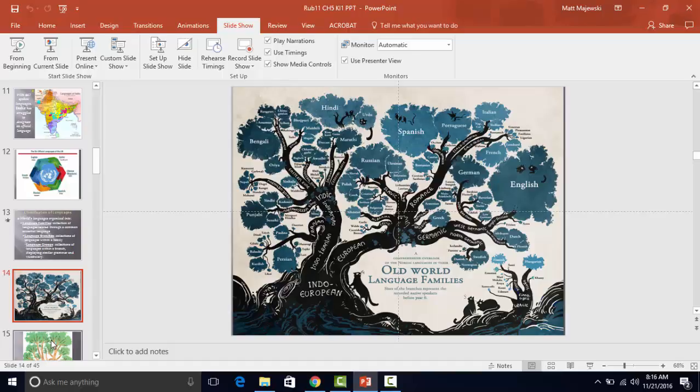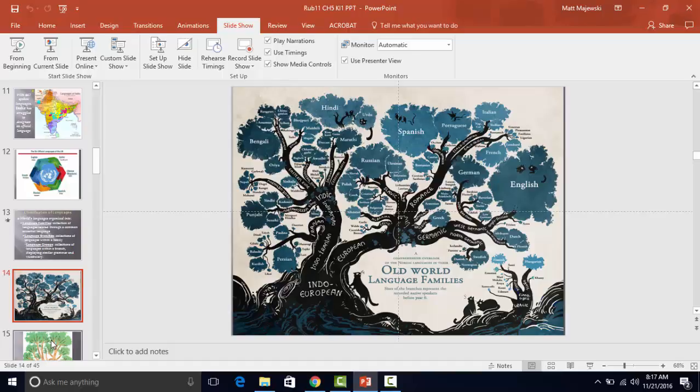So again, you've got the language family, which are all related to a common ancestor, Indo-European. Then you've got the branches that break out there, like Romance and Germanic and Slavic. And then Indo-Iranian, you've got Indic, you've got Iranian, you've got the Indic languages.